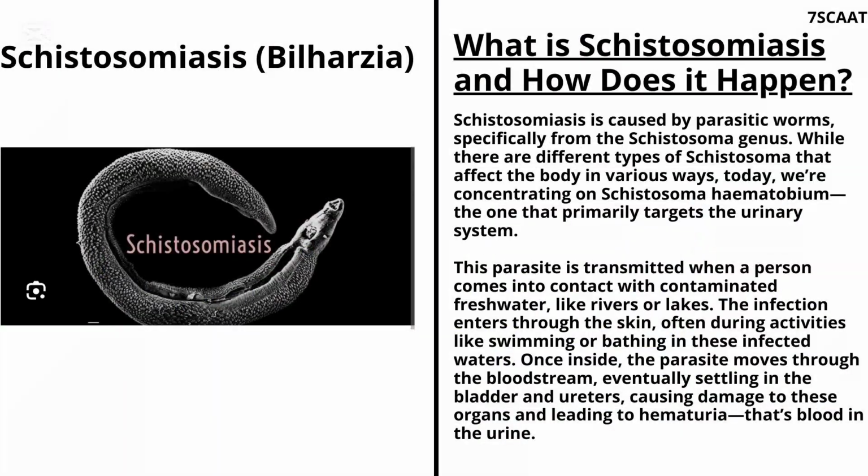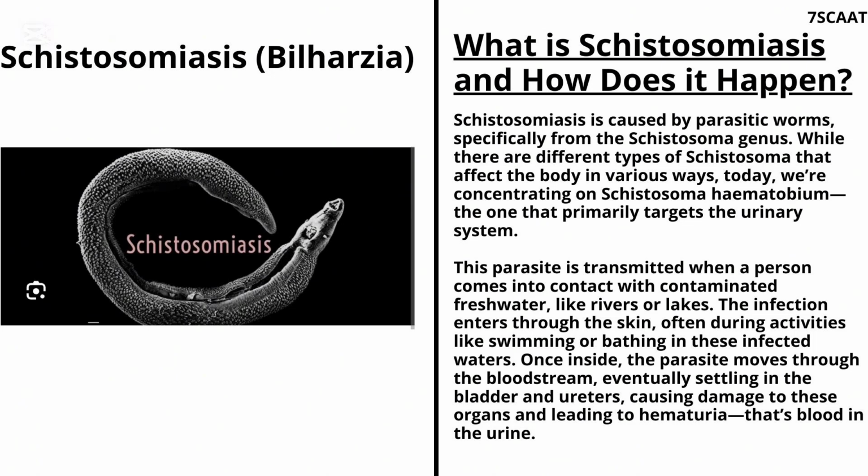What is schistosomiasis and how does it happen? Schistosomiasis is caused by parasitic worms, specifically from the Schistosoma genus. While there are different types of Schistosoma that affect the body in various ways, today we are concentrating on Schistosoma haematobium, the one that primarily targets the urinary system.